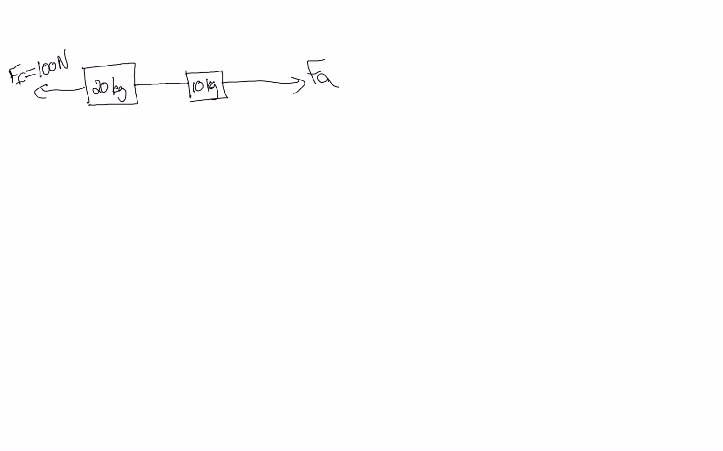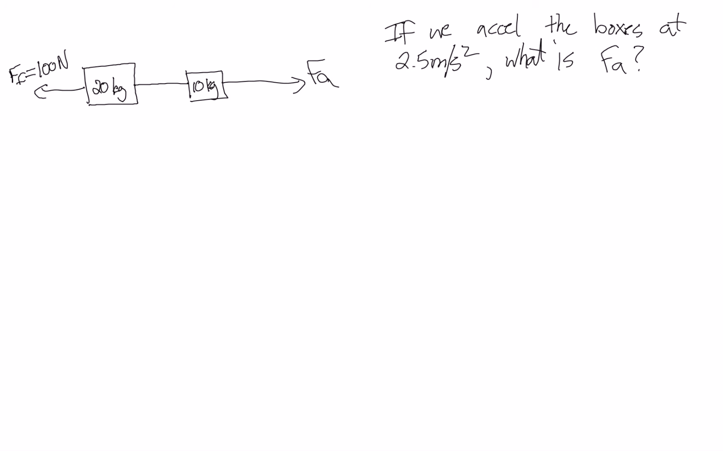So now the question is saying, if we accelerate the boxes at, let's say, 2.5 meters per second squared, what is our force applied? Okay, so in this case, we've got the two boxes hooked together. We're going to pull them, drag them like a train. We have friction slowing us down. The question is, how much force do we have to apply in order to get those two boxes to move?